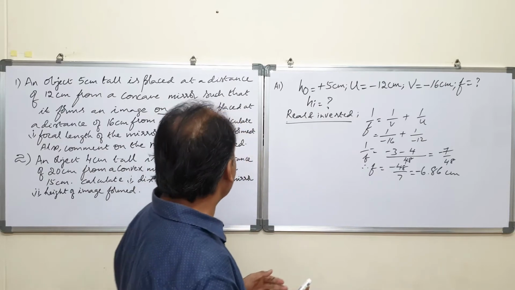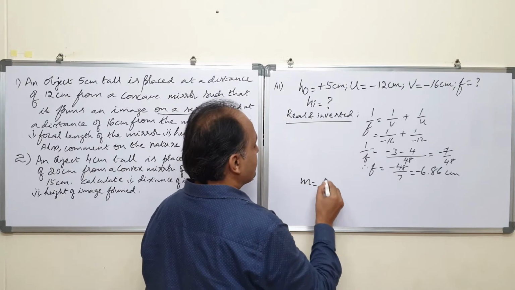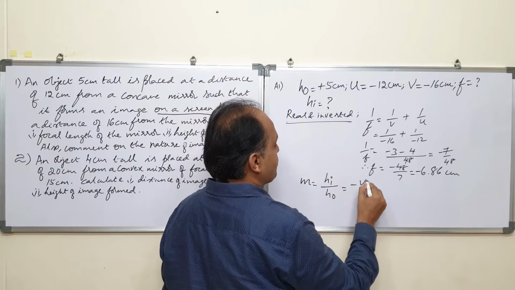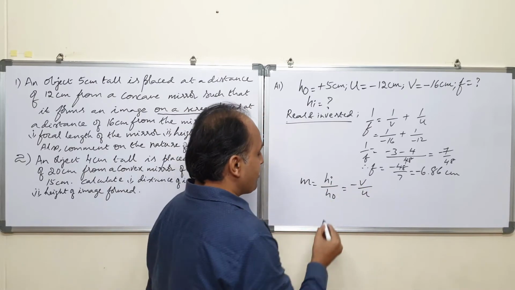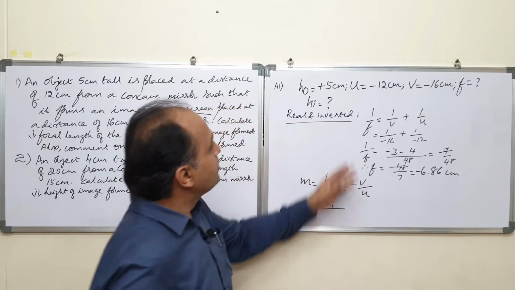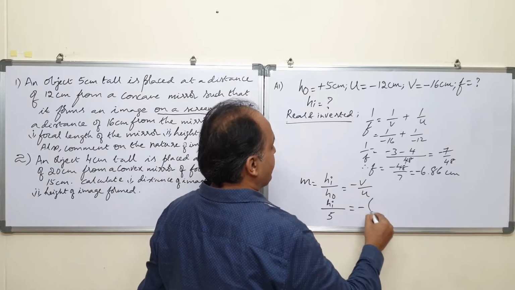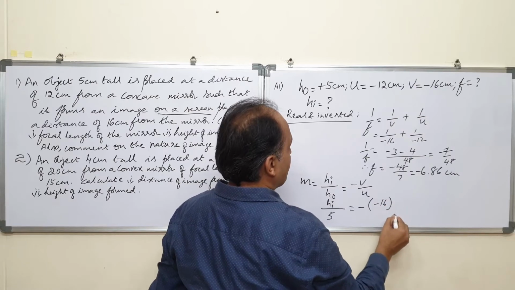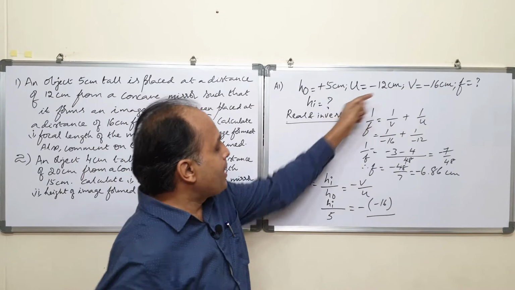Now we have to find out the height of the image. For that we have a formula, m is equal to hi by ho, which is equal to minus v by u. Okay, hi is what we have to find and ho is 5, is equal to minus v, v is minus 16, by u, u is minus 12.